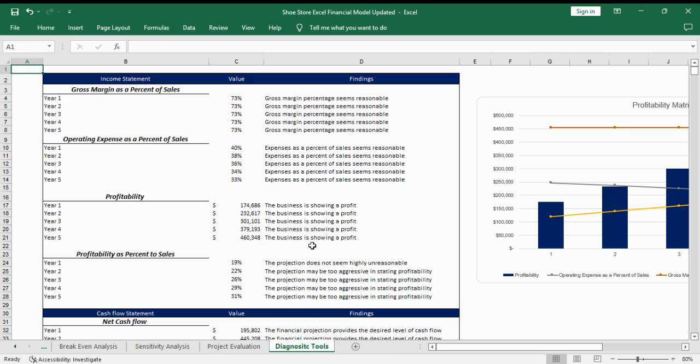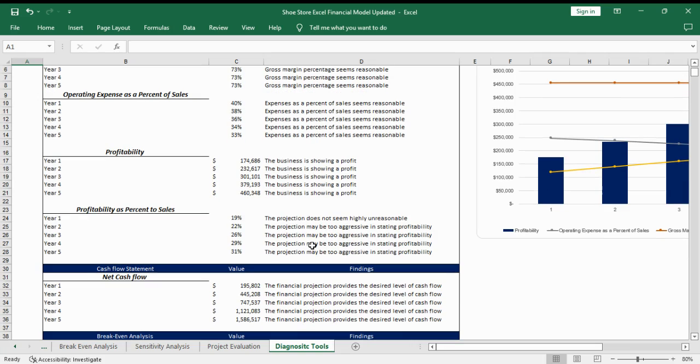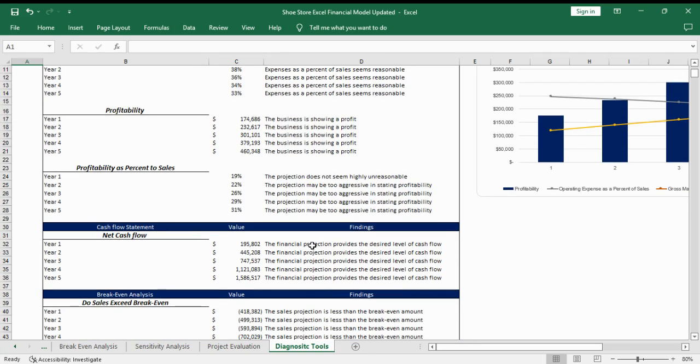Diagnostic Tools evaluate some of the key performance indicators of the business against industry standards for each year and give an opinion if the business is performing normally or if there are any issues.